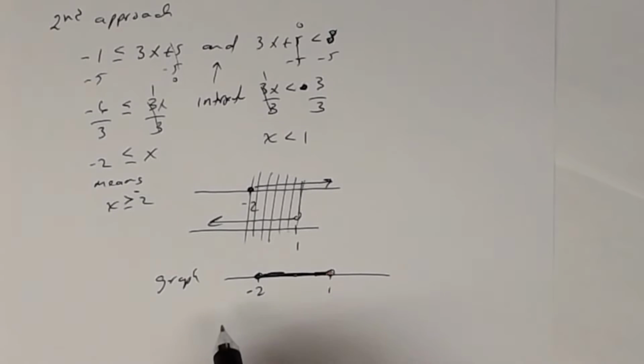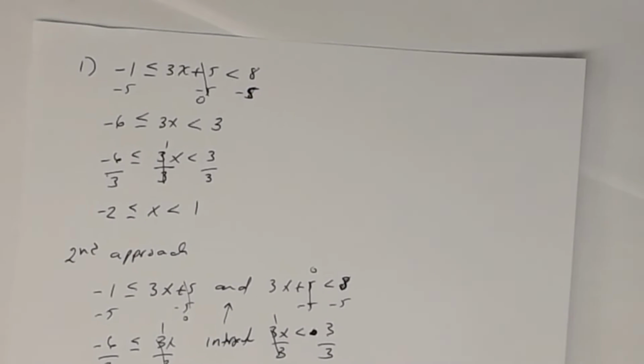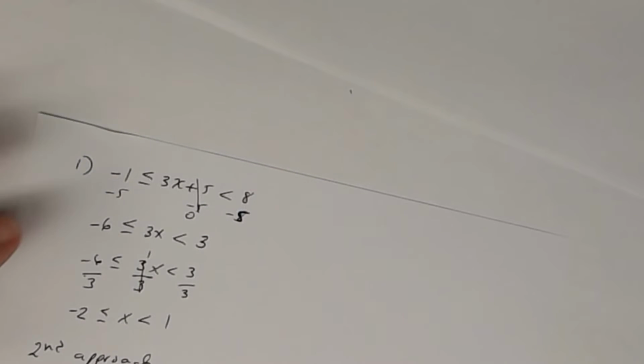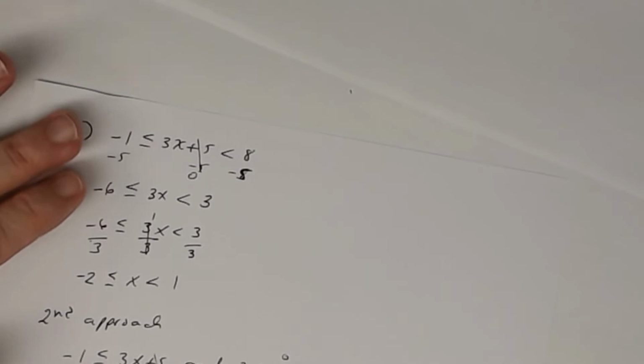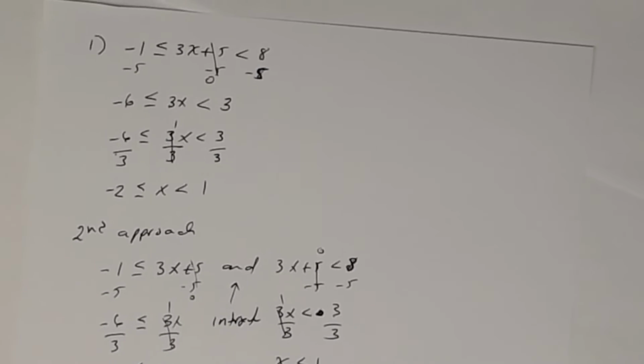All right, and then interval notation, you're basically going to say bracket negative 2, always go from smallest to largest, 1 parentheses. All right, so that was the second approach. The second approach was to rewrite this as an and statement. Most students don't, but if you do, just make sure you write as an and statement. You put the word and because that's the intersection.